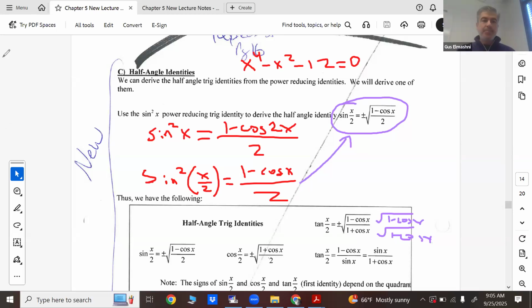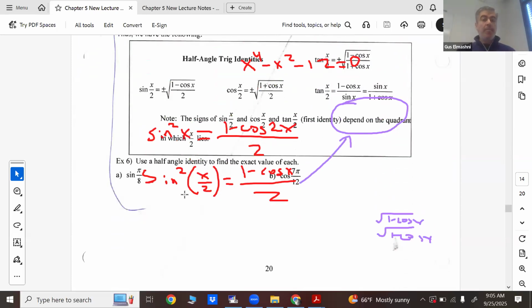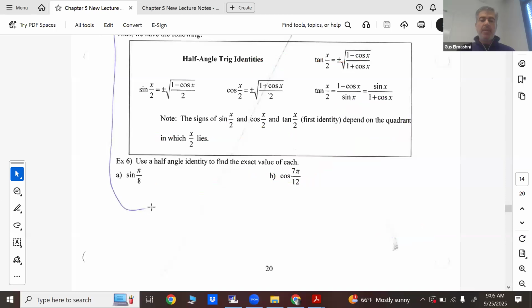Someone good? So just to clarify, how do you know when to use plus or minus again? We're gonna do it right now. I'll explain. Let's do an example. Let's take a look at A and B for example 6. Audrey, go ahead. No, go ahead. It's fine. I didn't see your hand.